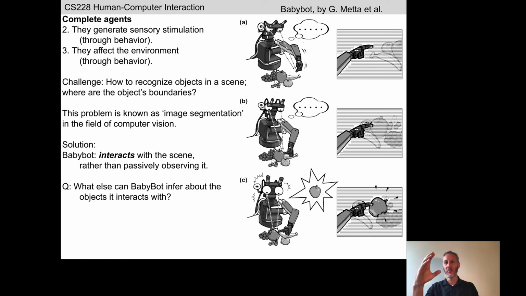If BabyBot had to come up with a name for this phenomenon, blob appears when I send commands to the motor, blob disappears when I don't send any commands to the motor, what might be a good name for that phenomenon? Create arm, maybe. So we've got a verb in there, create an arm. So it knows how to bring this thing, let's call it arm, into existence by sending commands to it.